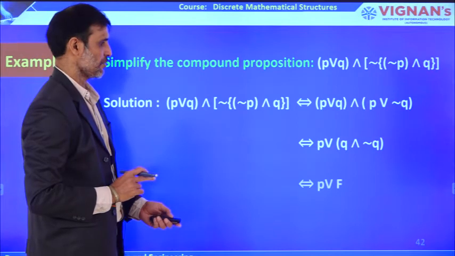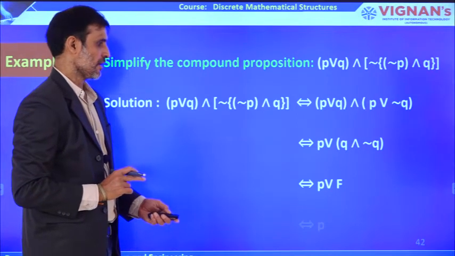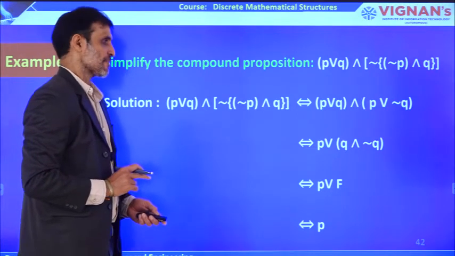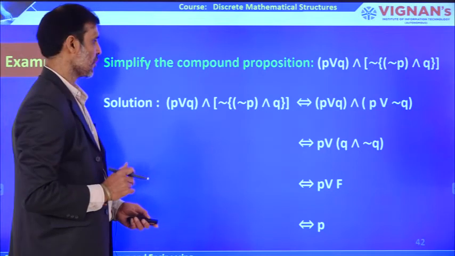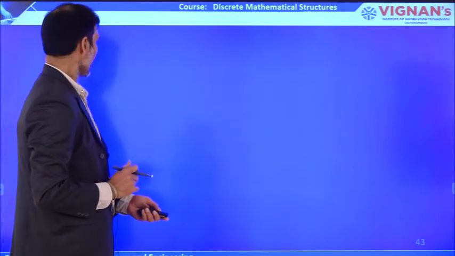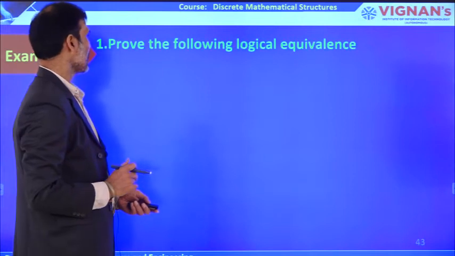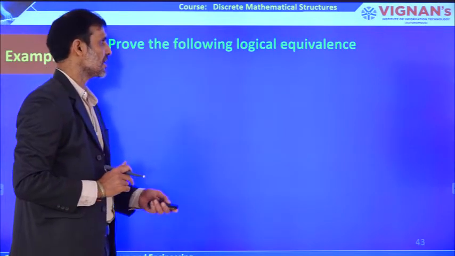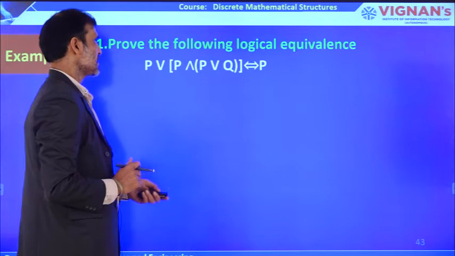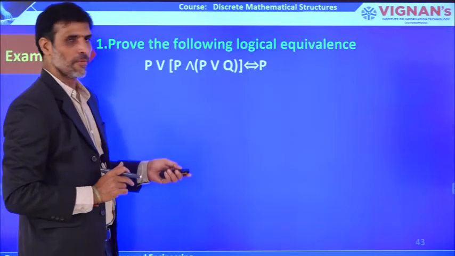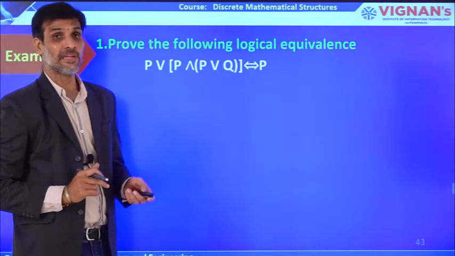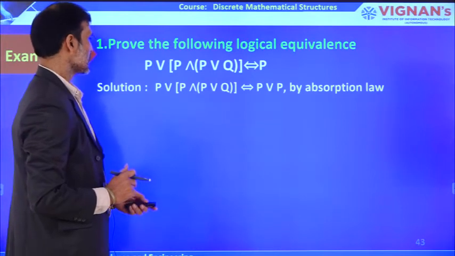See, we will get P or F and then finally P. So this is how we can simplify the given compound sentence. And finally, I am going to give one more example. Prove the following logical equivalence. This is a logical equivalence which I am proving by using logical equivalence laws. So just go through this.